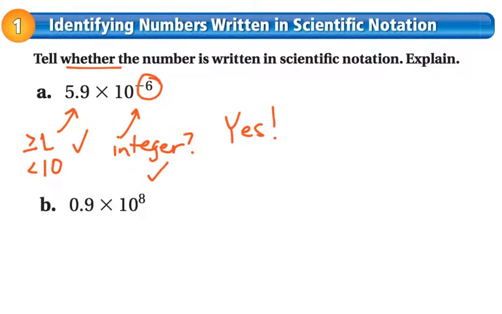And then when we look at part B here, we test for the same thing. We look at the factor first and ask ourselves the same things. Is it greater than or equal to 1 and less than 10? But this time we have to say no. Definitely not. 0.9 is not greater than or equal to 1. It's less than. Now, while the power of 10 is okay, I mean, that part's great. The exponent of 8 is an integer. Since the first factor did not meet this, this is no, not written in scientific notation.